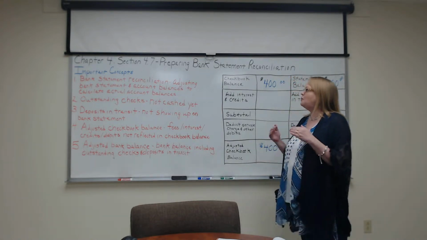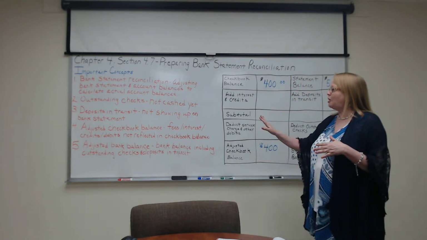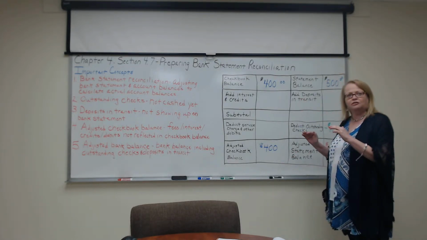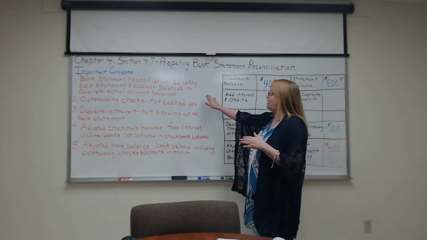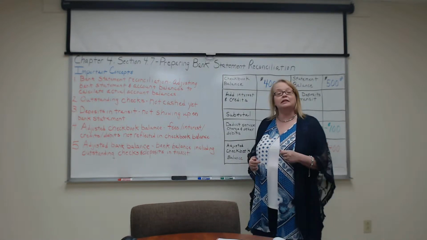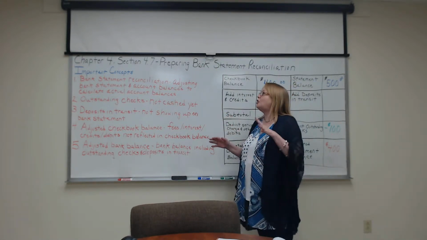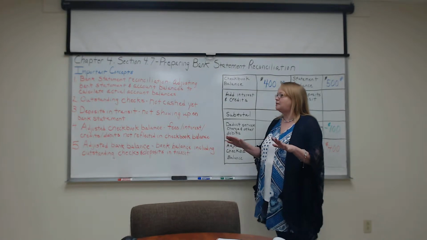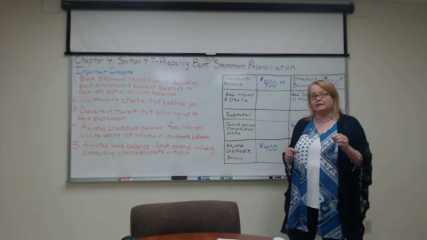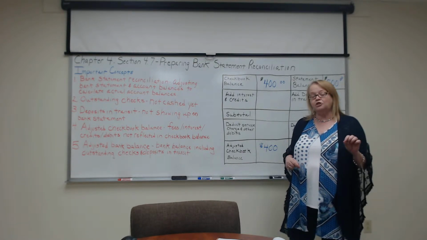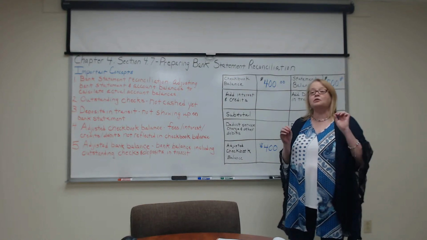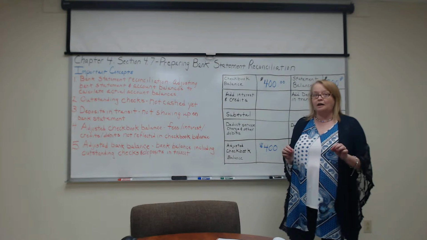So what we're going to do is look at some of the important concepts that were introduced in this section and talk about what that looks like as you're trying to reconcile. A couple things to keep in mind: the bank statement reconciliation is where you are technically adjusting your bank statement and your account balances to calculate what your actual account balance is, because sometimes your bank statement may show more or less money than you have in your register. So it's important to make sure that you know exactly how much money you have.